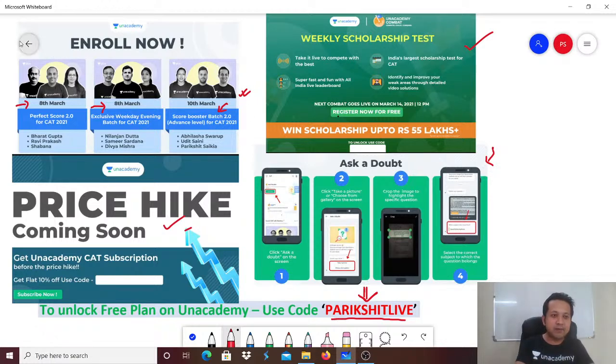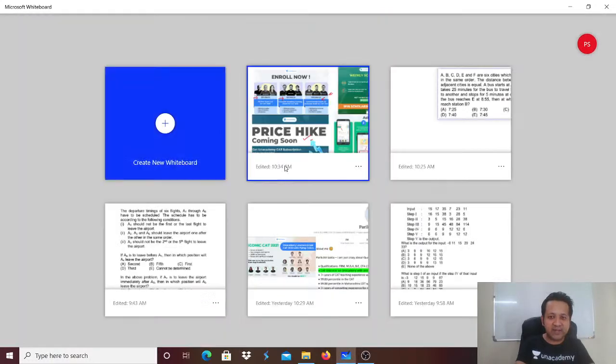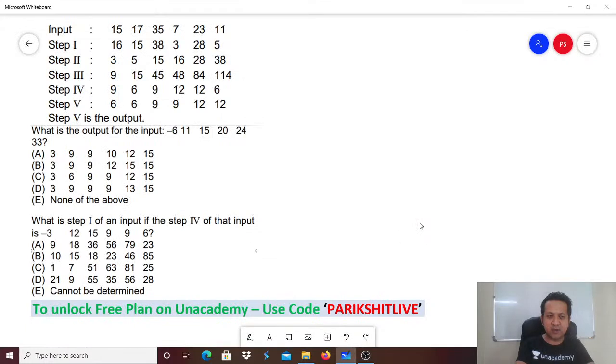Okay. Let's get started with today's case lists. First one on your screen. This is an input-output operation, and let's talk about it. How do you solve such questions?